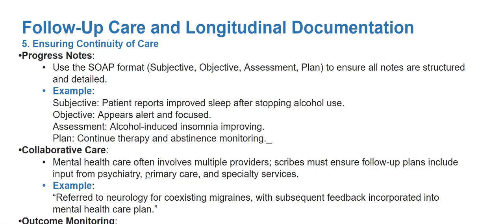Collaborative care. Mental health care often involves multiple providers. Scribes must ensure follow-up plans include input from psychiatry, primary care, and specialty services. Example, refer to neurology for coexisting migraines with subsequent feedback incorporated into mental health care plan.